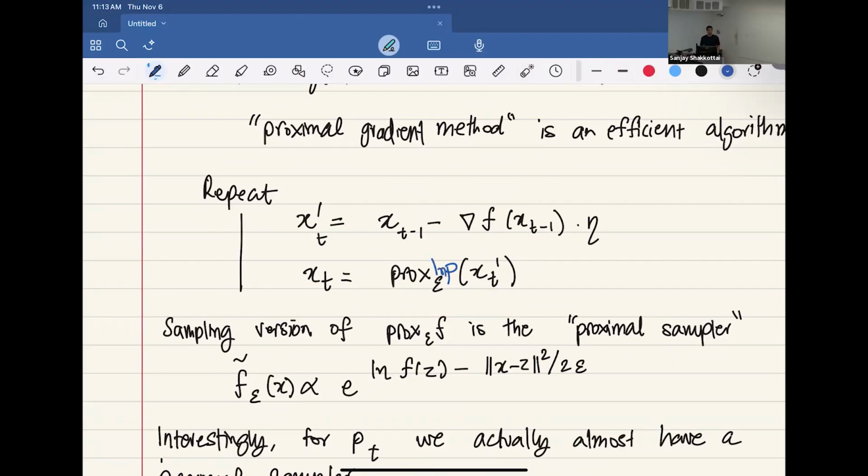You might ask, this is just for optimization of that? Yeah, this is just for optimization. Probably, but this is just the optimization thing. We're going to convert this into a sampling algorithm in a second.